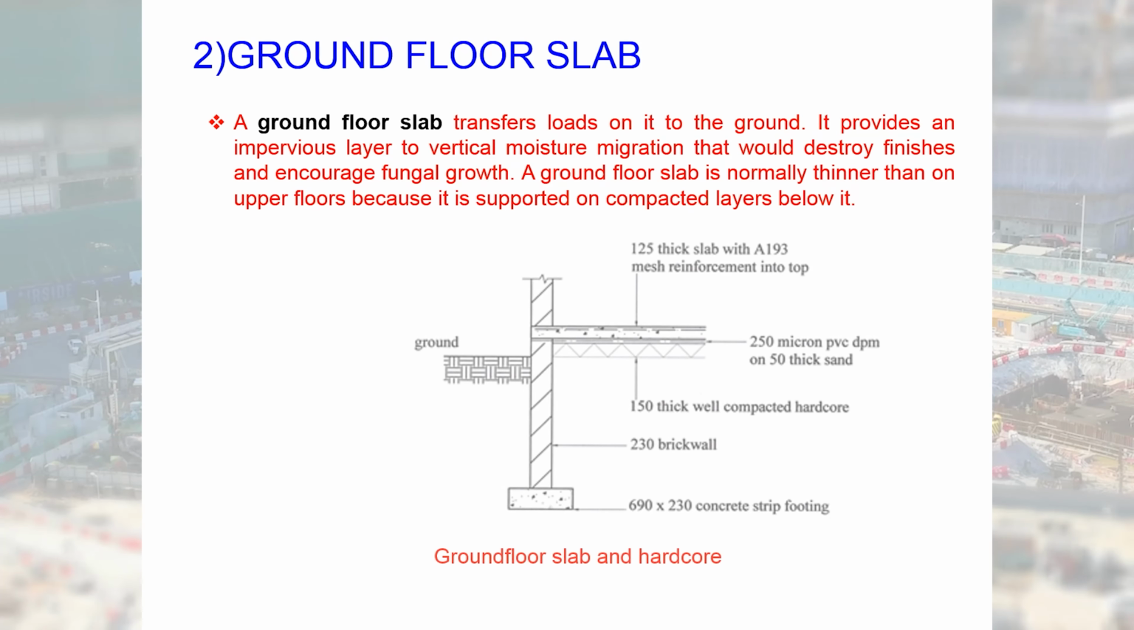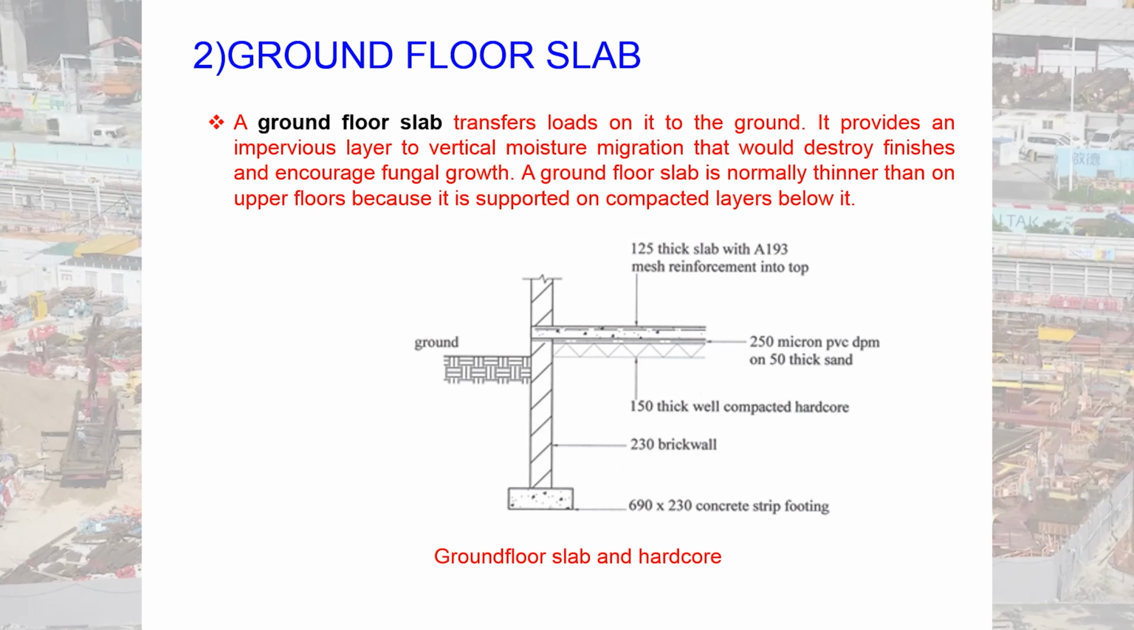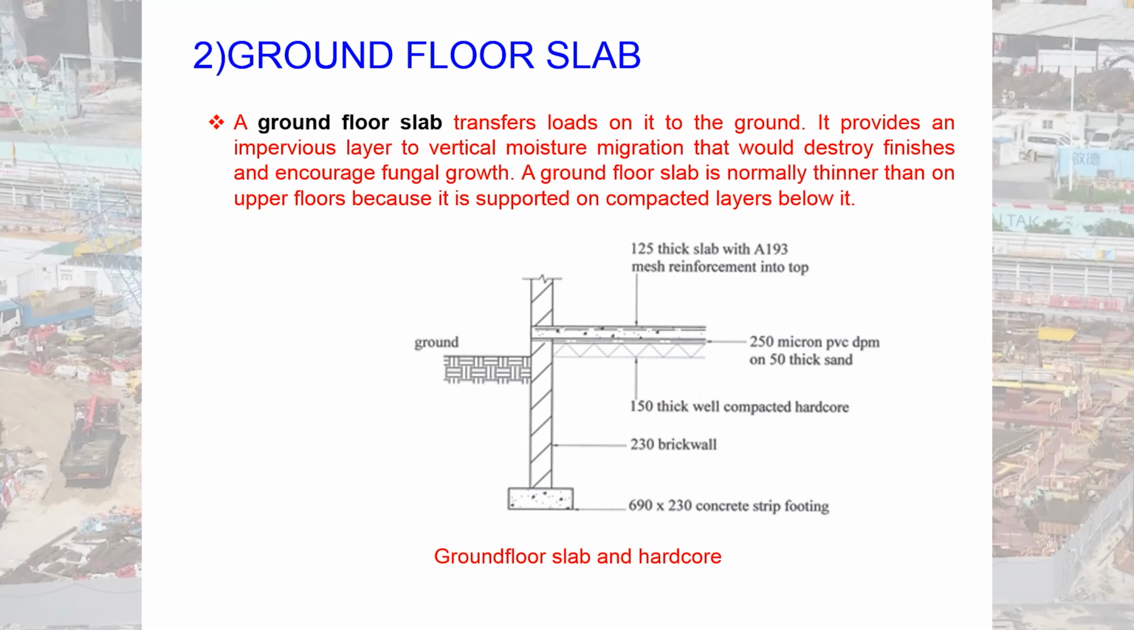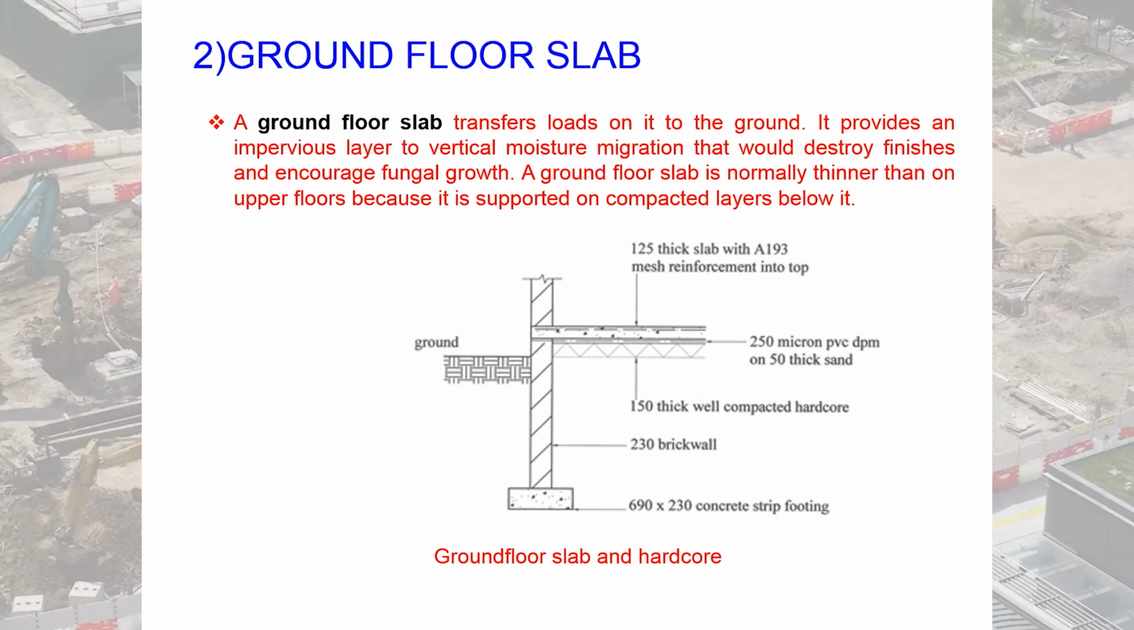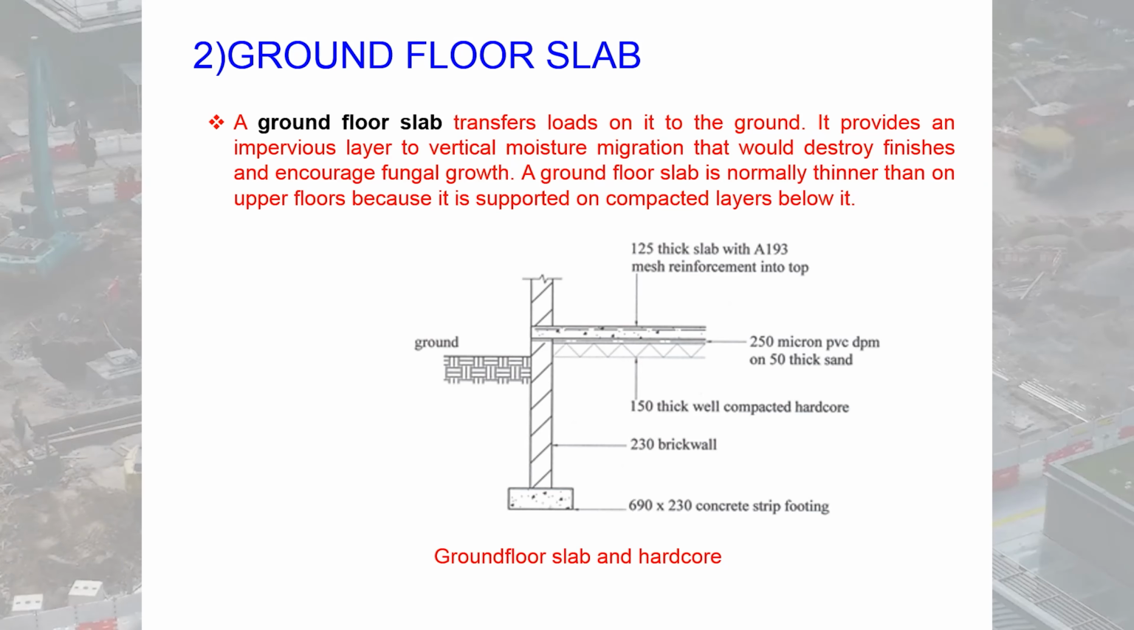Ground floor slab. A ground floor slab transfers loads on it to the ground. It provides an impervious layer to vertical moisture migration that would destroy finishes and encourage fungal growth. A ground floor slab is normally thinner than on upper floors because it is supported on compacted layers below it.